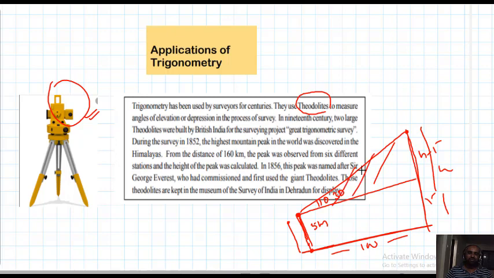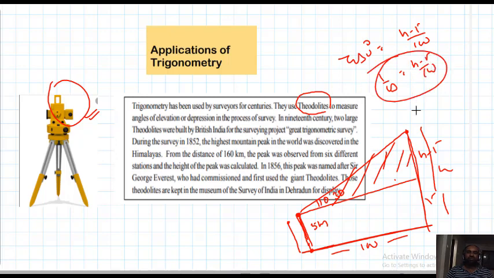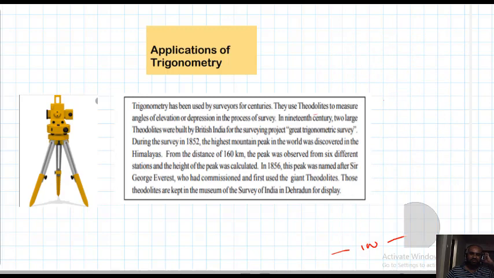By using this simple right triangle, tan 30 degrees is equal to (h minus 5) by 100, or 1 by root 3 equals (h minus 5) by 100. By simplifying this we will get h, which gives the height of the building. So this is the use of this instrument.